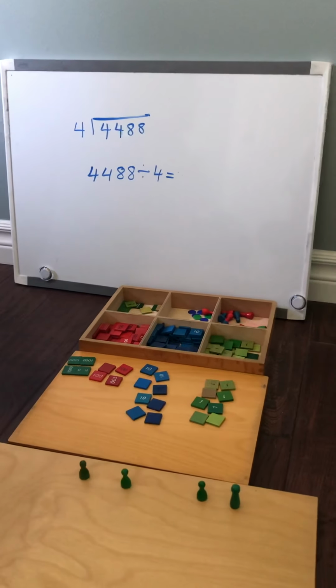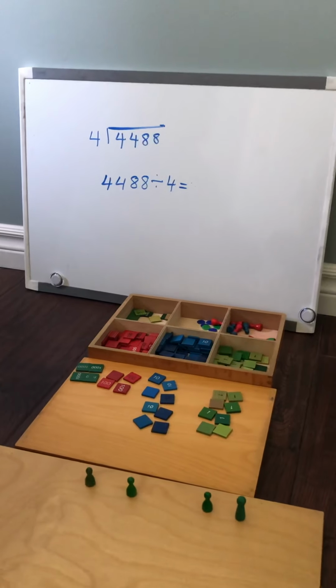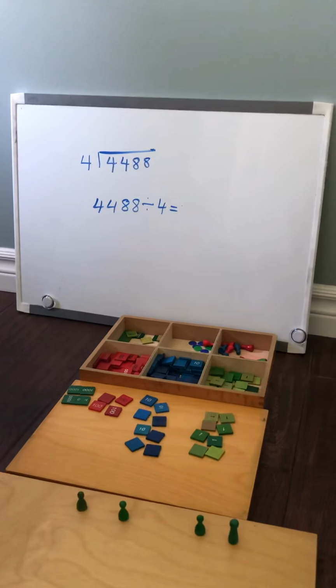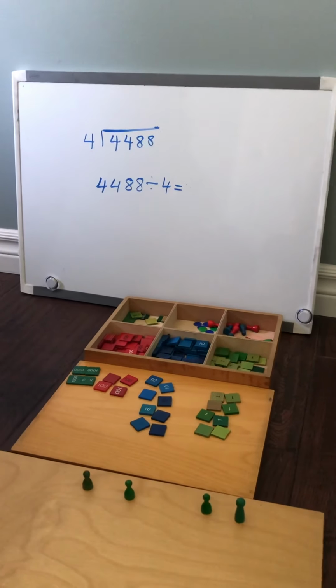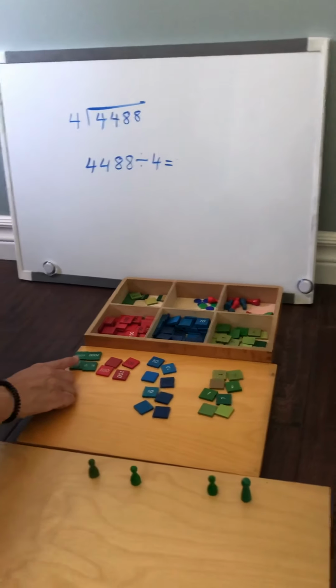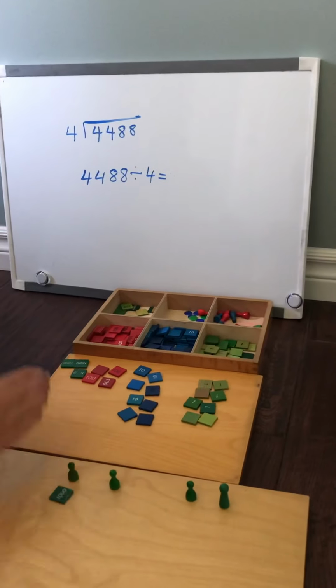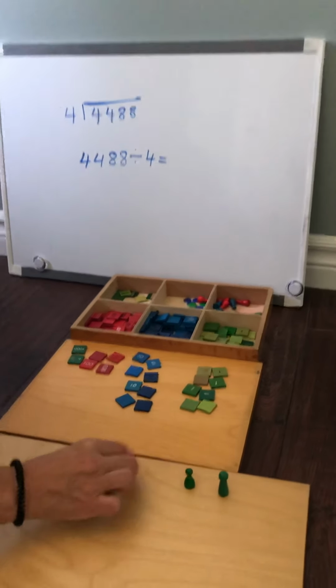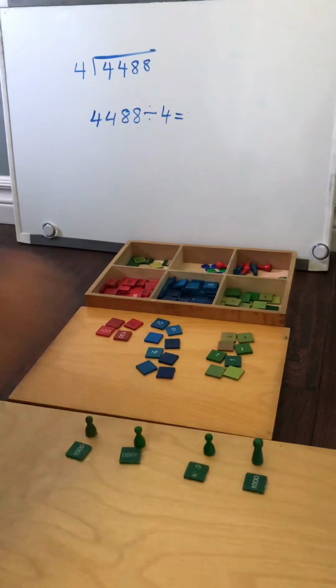So we've got 4,488 Pokemon cards, and we're going to divide them equally amongst 4 books. Division is the only equation where you must start with the biggest number. So in this case, the biggest number are the thousands. So let's start sharing with your thousands. So one for this book, 1 for this book, 1 for this one, and 1 for that one.